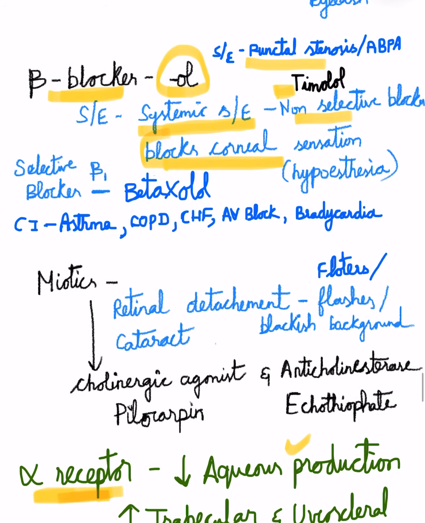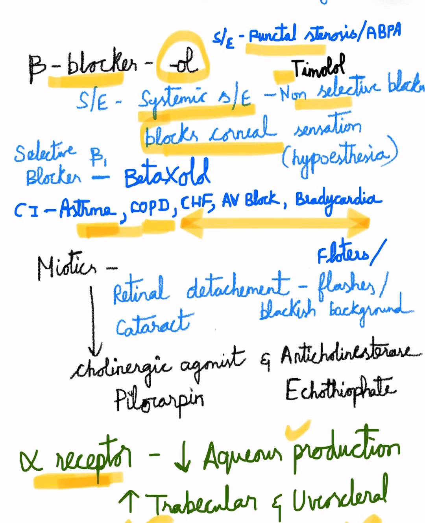Because of these systemic side effects, they are contraindicated in patients with asthma, COPD and congestive heart failure, AV block and bradycardia. So these are the contraindications of beta blockers in glaucoma. When a beta blocker is given to an asthma patient, it causes further bronchoconstriction. And in heart failure, AV block and bradycardia, beta blockers decrease the heart rate and the cardiac output.